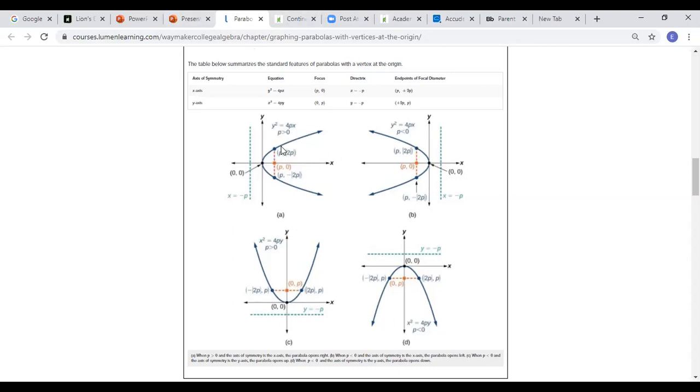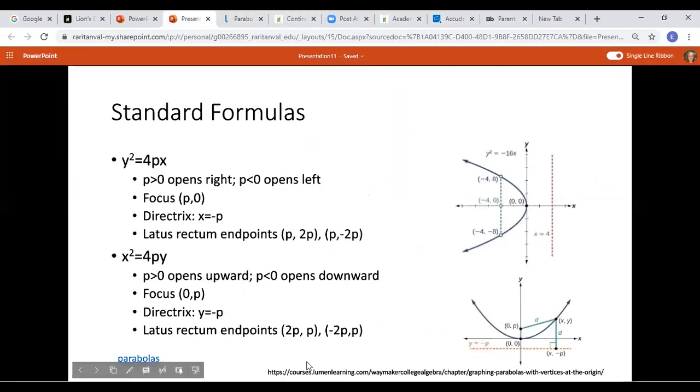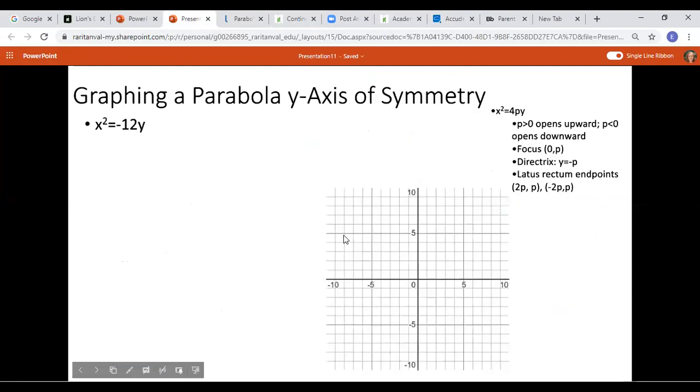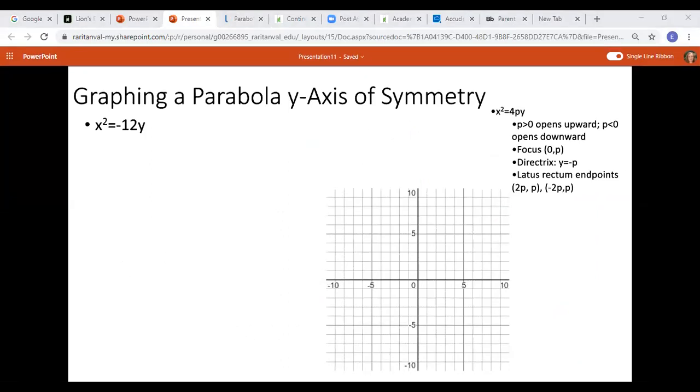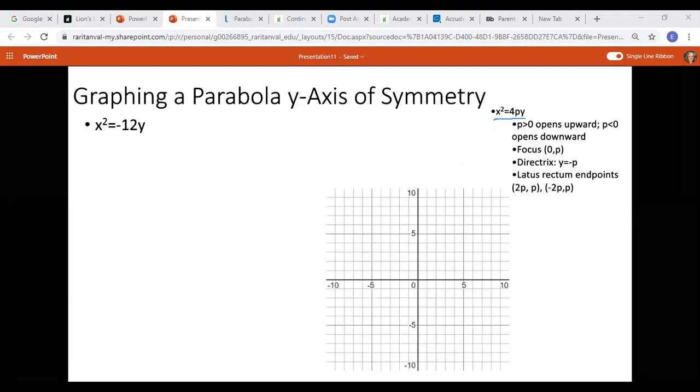So let me just go back here. Okay. So let's take a look at some examples. We have this example that is x squared is equal to negative 12y. I've just copied down here what I have from the other page. We're in this format of x squared is equal to 4py. So we're going to be opening upward or downward. So our 4p in this case is equal to negative 12. If we divide both sides by 4, we get p is equal to negative 3.